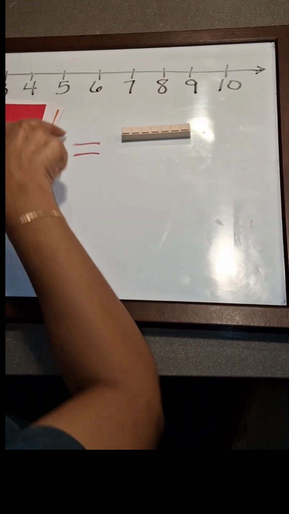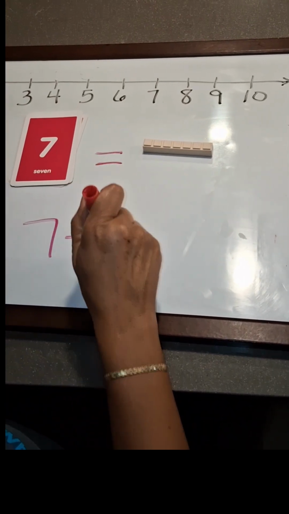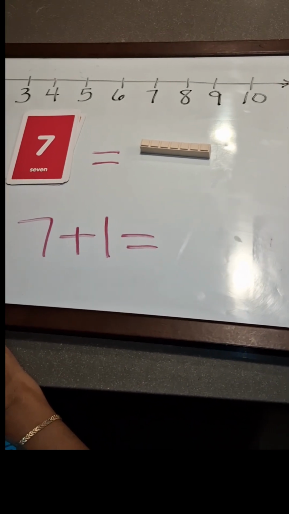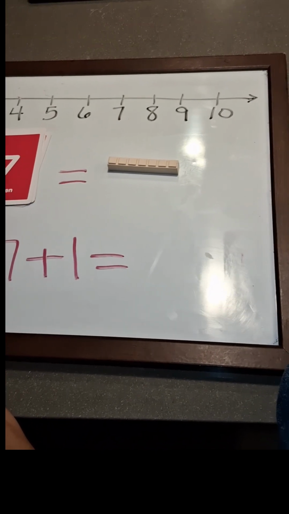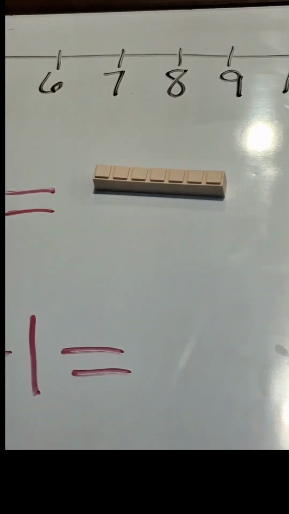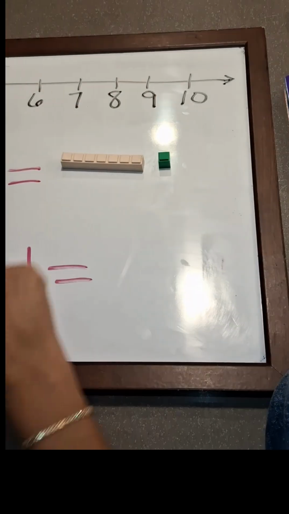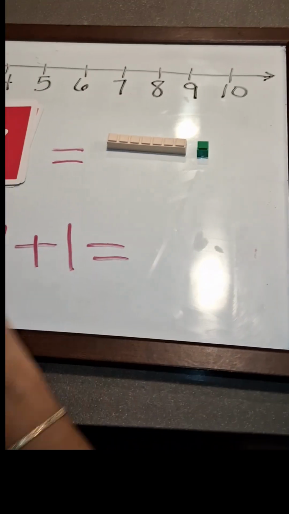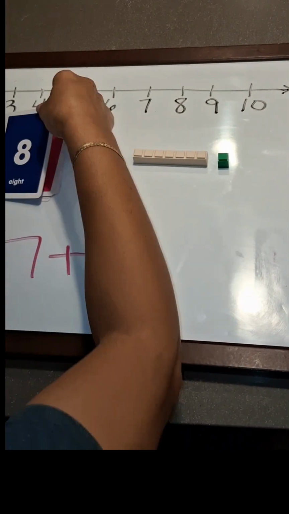Okay. What would happen if I add 1 more? 7 plus 1 is equal to 8. How did you know that? Addition. You could count on 7, and then 1 more is 8. So you could start with that 7 and then 8. The number after 7 is 8. Very good. So I don't have a 7 anymore. I have 8.